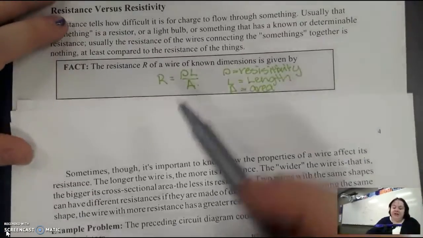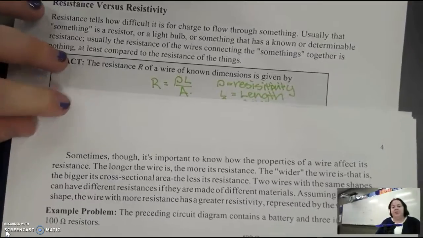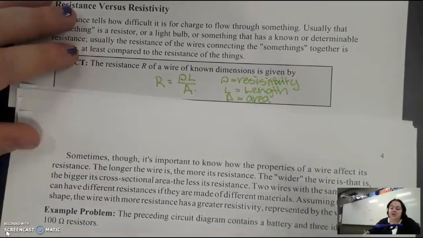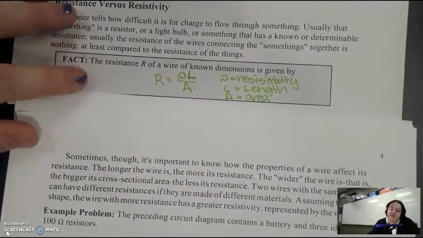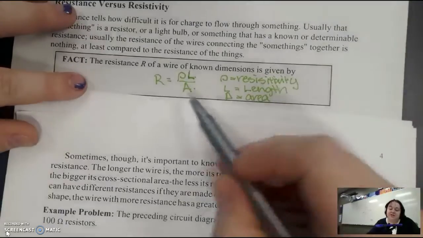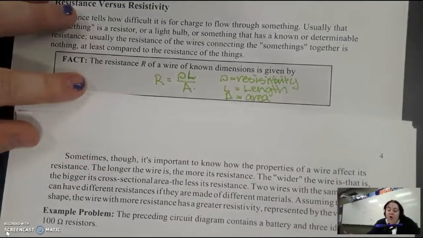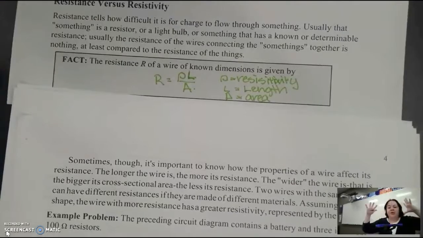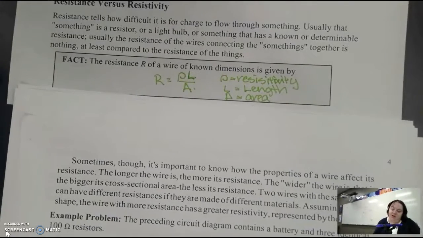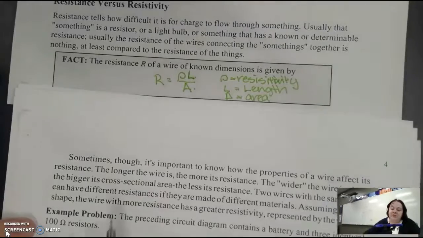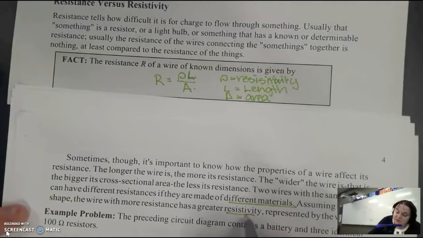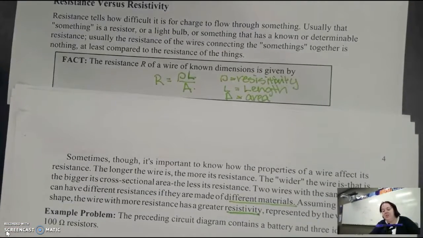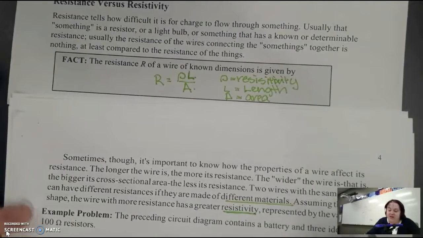So occasionally it is important to use this equation to know how the properties of a wire are going to affect its resistance. The longer the wire, if you look at this equation, the longer the wire is, the greater the resistance is going to be. The wider it is, the greater the area, the smaller the resistance is going to be. Imagine a pipe. The bigger the pipe is, the easier water can flow through it. Two wires with the same shapes can have different resistances if they are made of different materials. That different material is what goes into resistivity. Assuming the same shape, the wire with more resistance has greater resistivity, which is represented by rho. That is a rho. I looked it up.